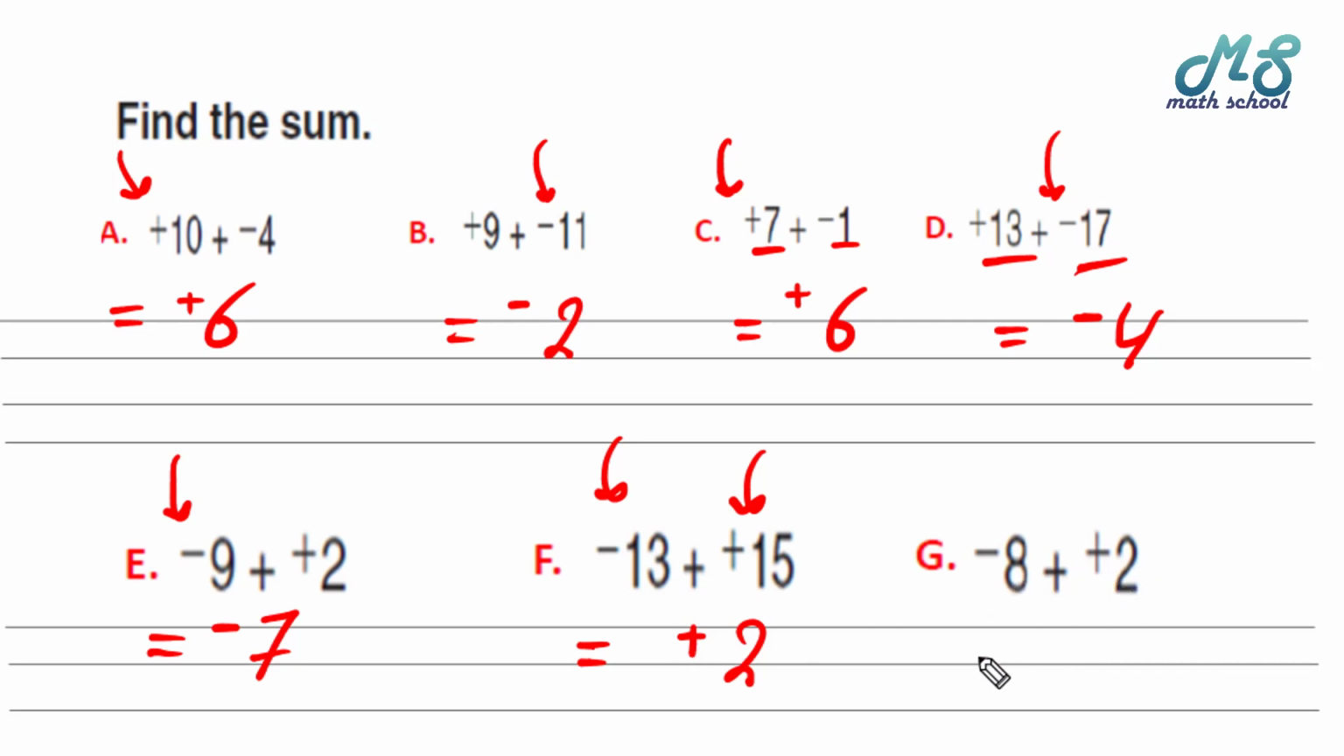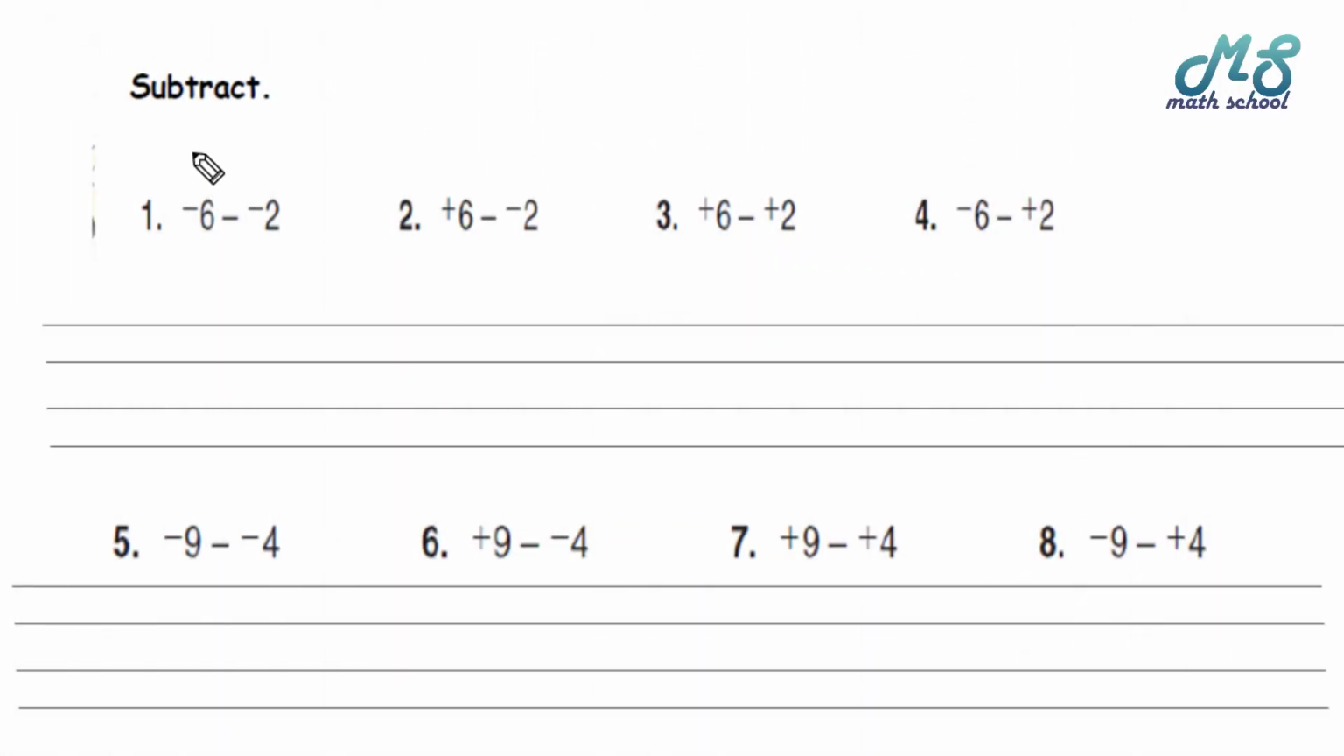Negative 8 plus positive 2. The difference between 8 and 2 is what, guys? Is 6. And put the sign of the larger one, so it will be negative 6. Finally, how can we subtract two integers? We have two ways to subtract two integers. The first way, by using counters. You can use counters to subtract two integers, but you can use the definition of subtraction to subtract two integers. It will be easier and faster.